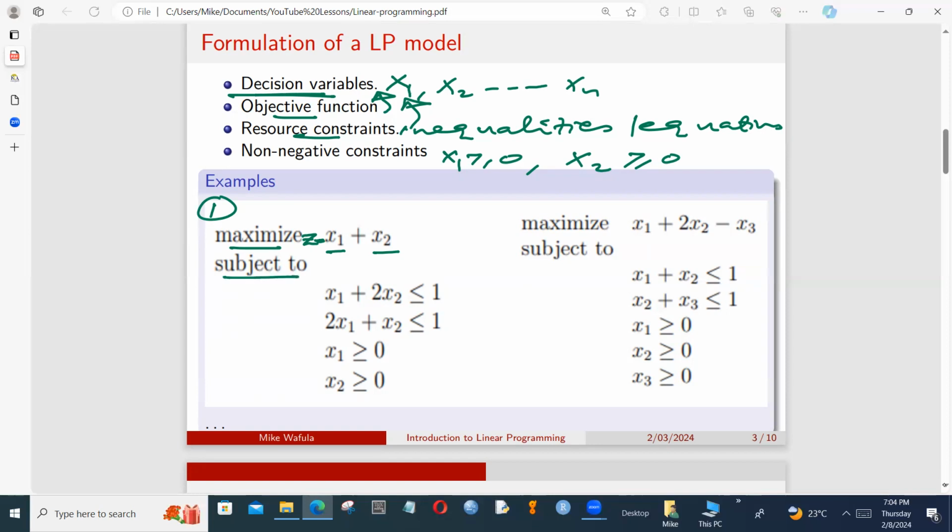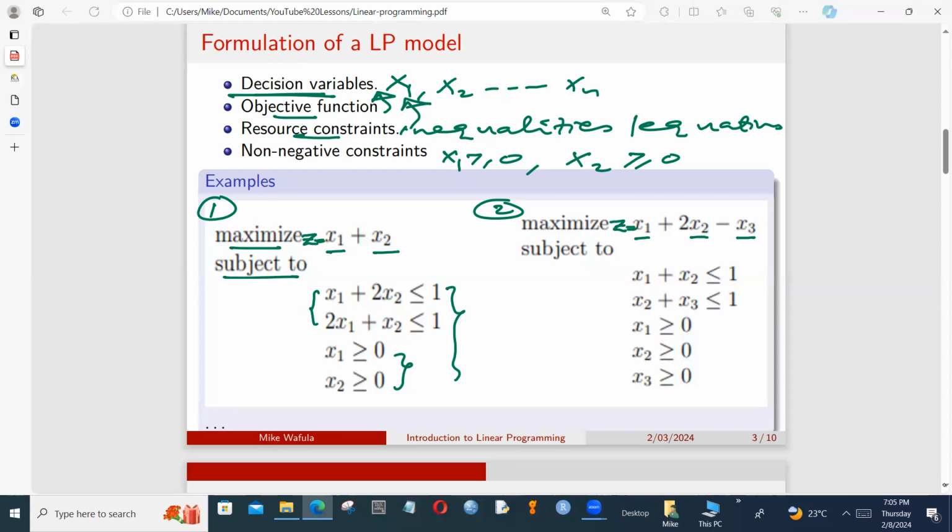And then subject to, so these are now the set of constraints that we want to achieve that objective function by fulfilling these particular requirements. And so the first two constraints are actually the resource constraints, and the last two are the negative constraints. The second example illustrates a linear programming model that involves three decision variables, and again is a maximization kind of objective function.